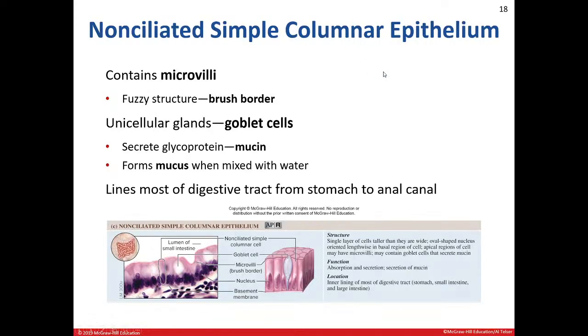All right, so non-ciliated, simple columnar epithelium do not have cilia, but they do have microvilli. And they create a fuzzy structure called the brush border in the small intestine. This fuzzy structure is made up of all these finger-like projections coming out of the top of these cells. They're lined with enzymes that will break down nutrients in the intestine.